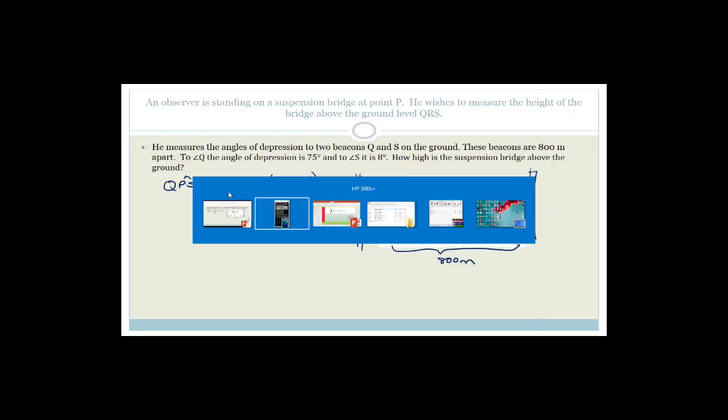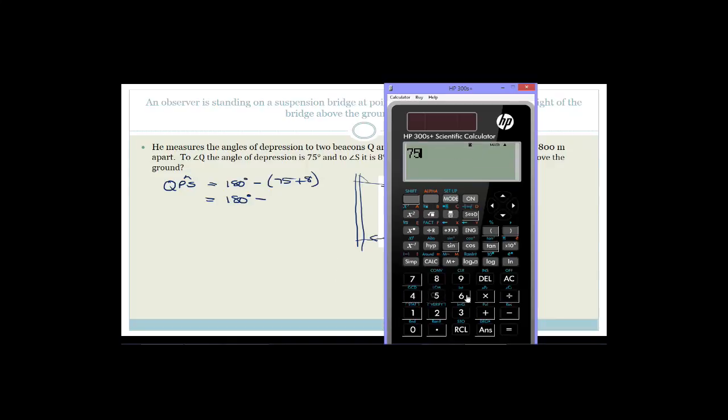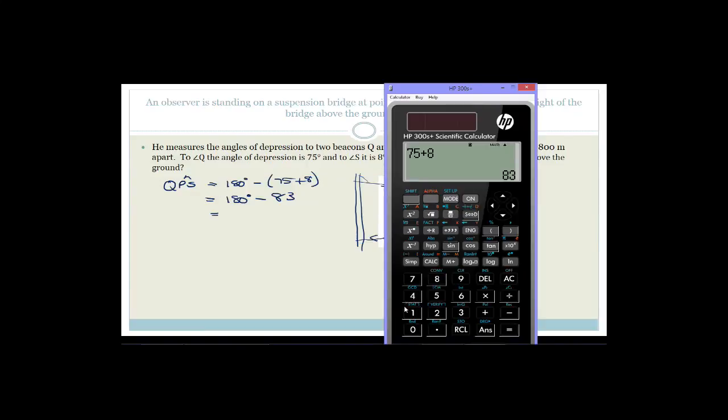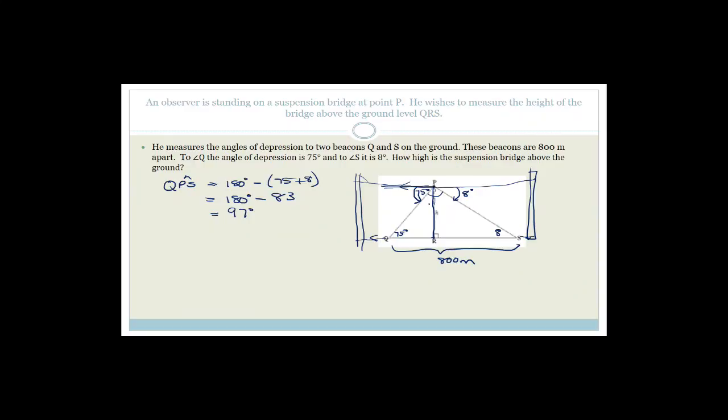I don't know why I'm doing this. Okay, so we've got 75 plus 8 is equal to 83. I was saying to myself, I didn't know why I was reaching for my normal calculator when in fact I should be using the calculator on the screen. And then we've got 180 minus 83 is going to be equal to 97. So that's 97 degrees. So this angle here is 97 degrees.